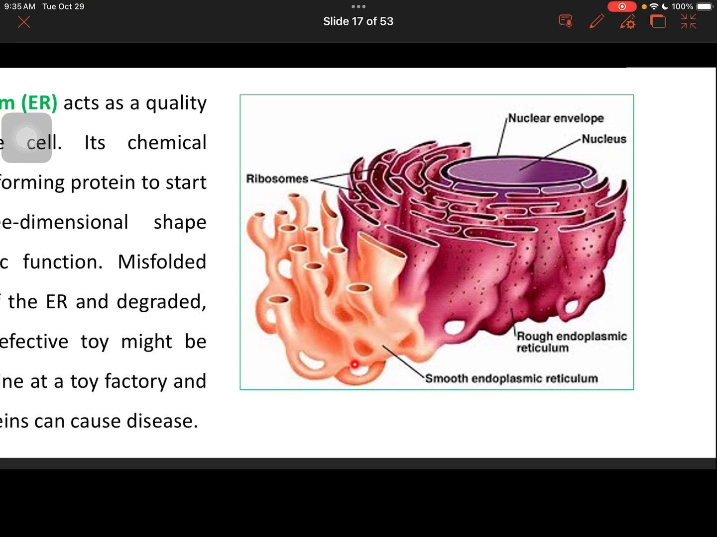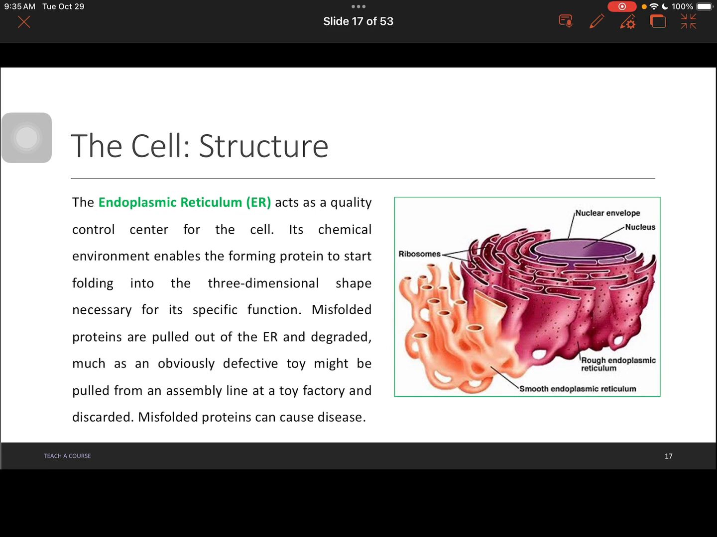Now, another thing that smooth endoplasmic reticulum is specialized in is lipid synthesis, detoxification, and cell storage. That is why sa ating liver, mas marami po ang smooth ER kaysa sa rough ER. Kasi nga po, ang purpose nito is once again to detoxify.